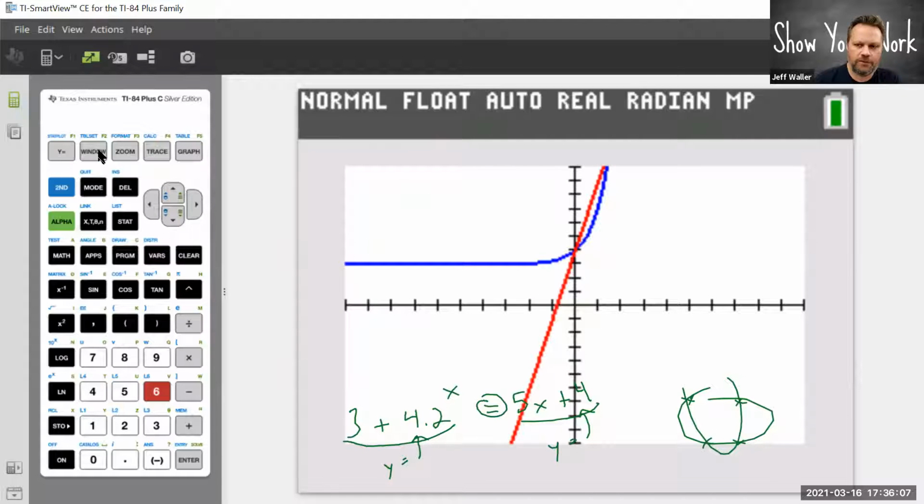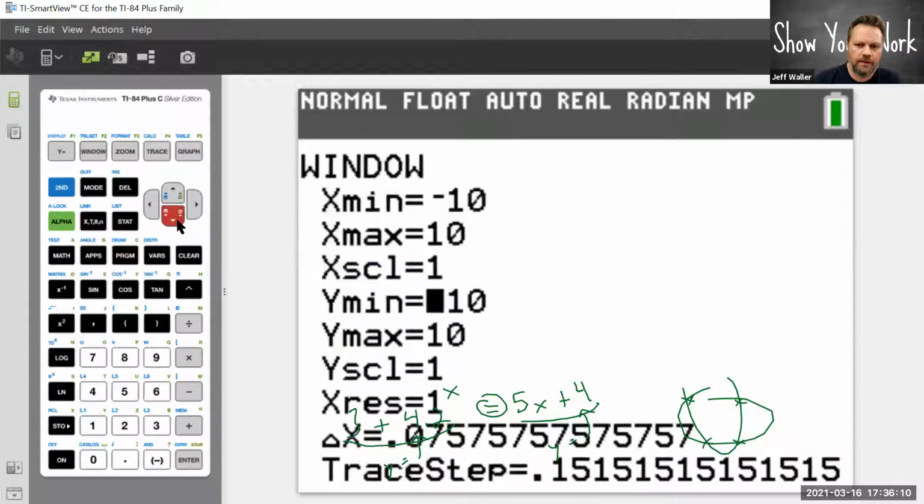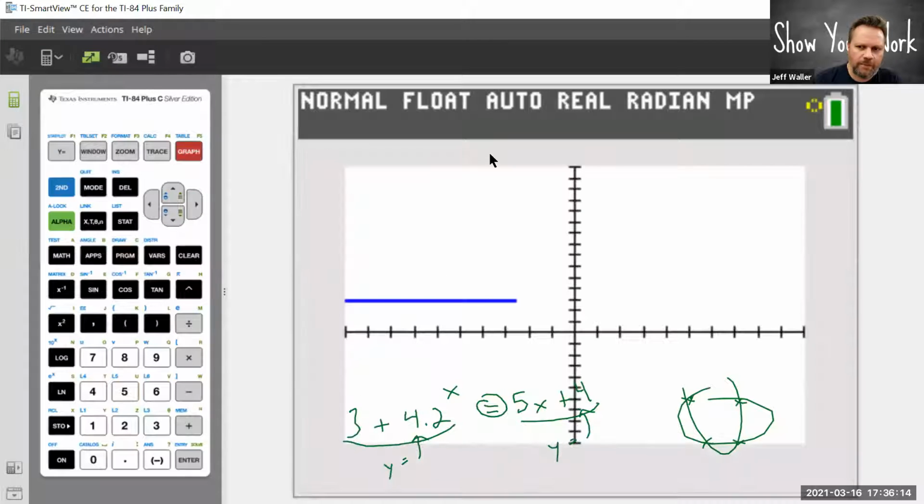That looks a little more interesting. So let me go up a little bit. I'm going to make my Y max go to 15, so I can go up a little bit. And now I can see it. See, I can see the intersection.